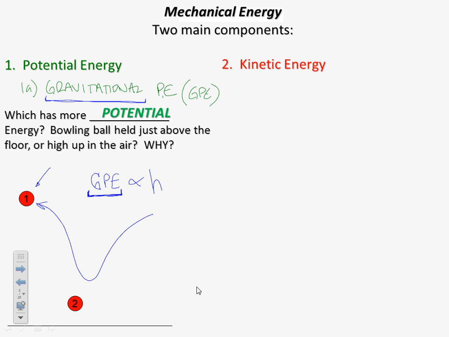So the farther it is from the Earth's surface, or in our case, the higher it is above height 0, the more energy it has. This is kind of an energy of position.